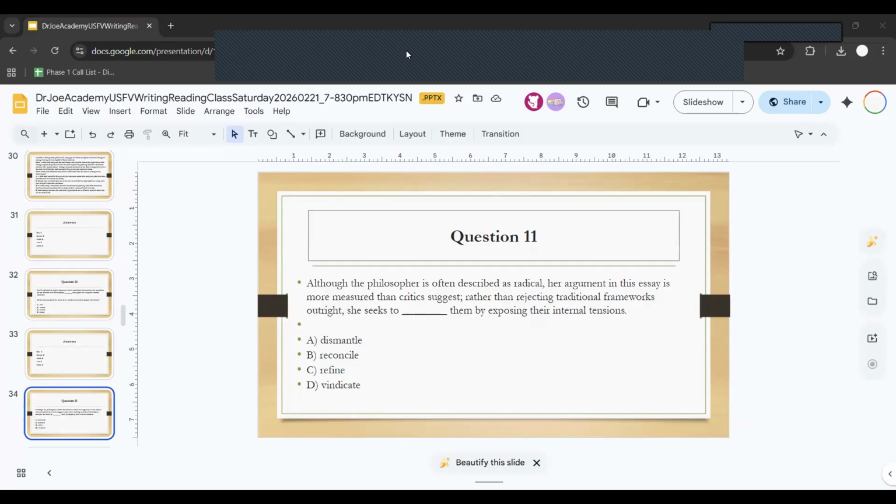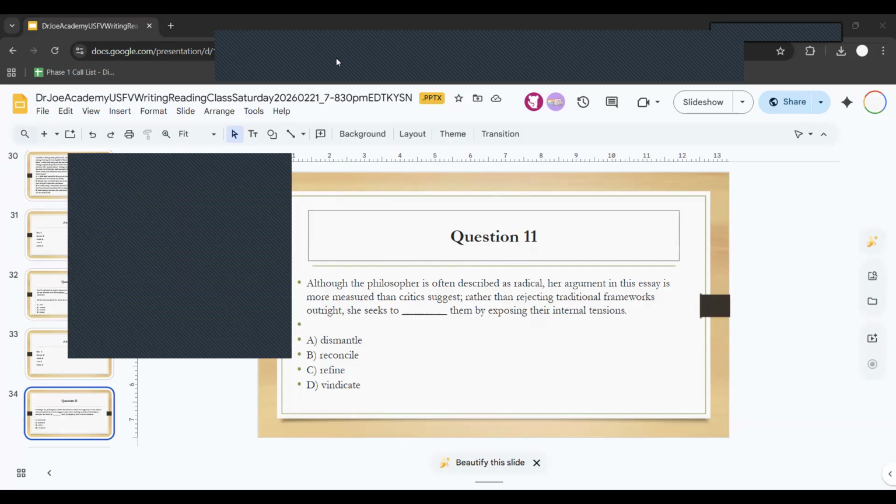Okay, let's take up this question. The correct answer for this would be C. So let's go over why it would be C instead.